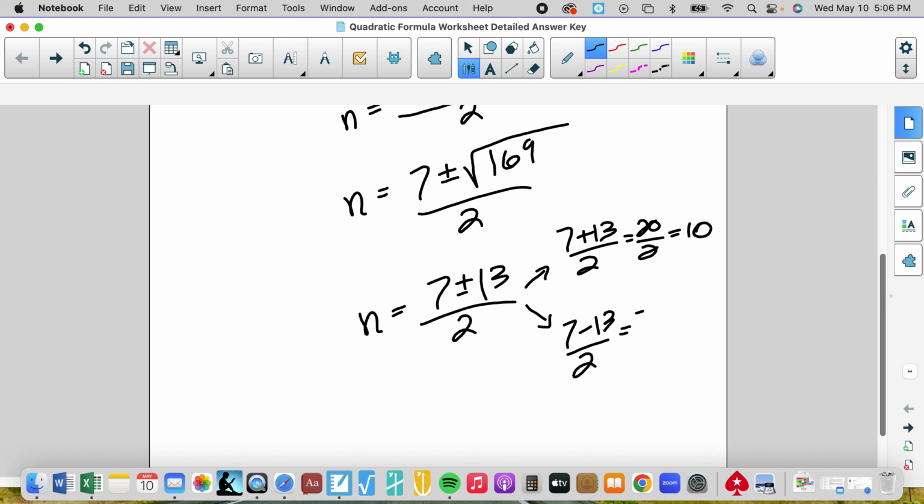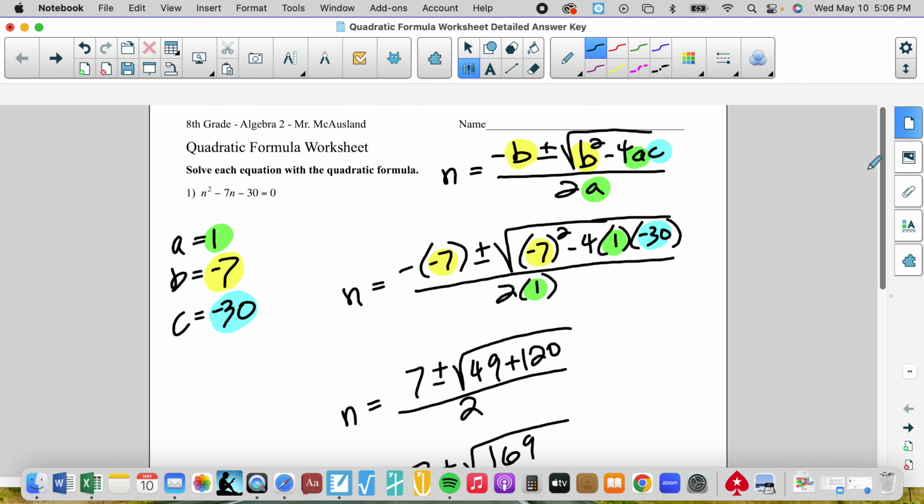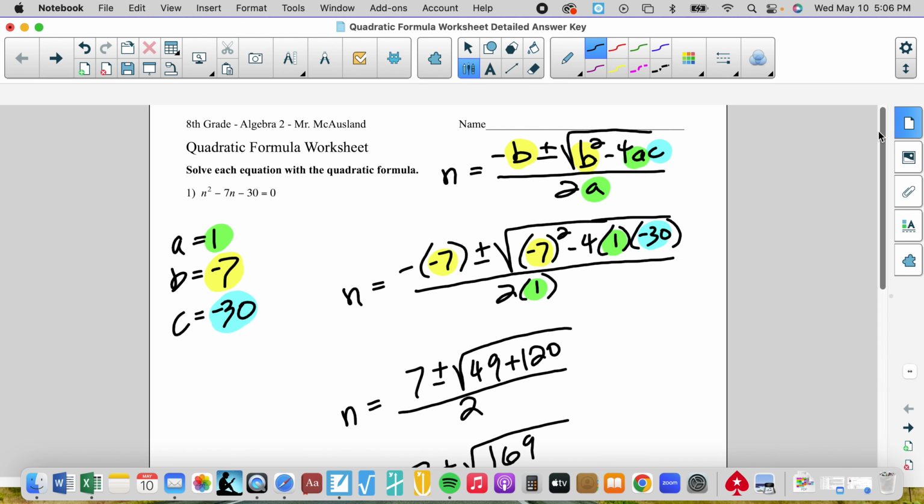And we have -6 over 2, which is -3. So my solutions for n are going to be -3 and 10. That's how I write the solutions in numerical order. So those are the two values. And if you remember, in the beginning of the video I told you it was going to be -3 and 10, because this one is factorable.